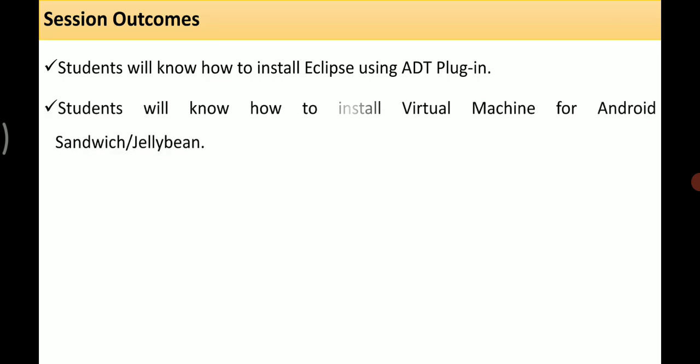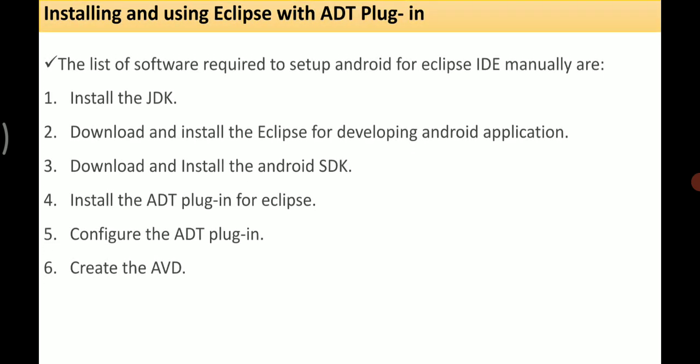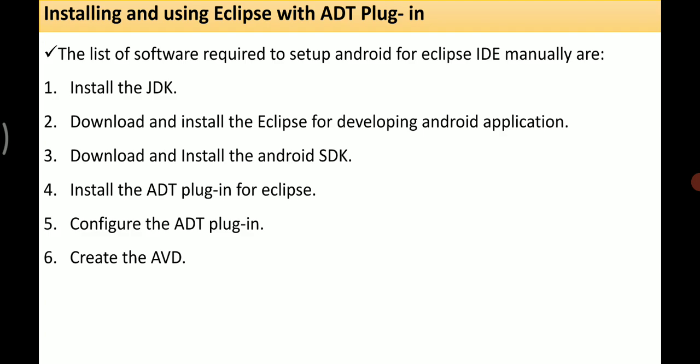The session outcomes are that you'll know how to install Eclipse using the ADT plugin, and you'll know how to install the virtual machine for Android Sandwich or the Jelly Bean. First, we'll see how to install and use Eclipse with the ADT plugin. There is a list of software that is required to set up Android for the Eclipse IDE manually.